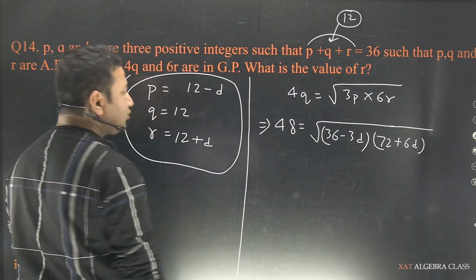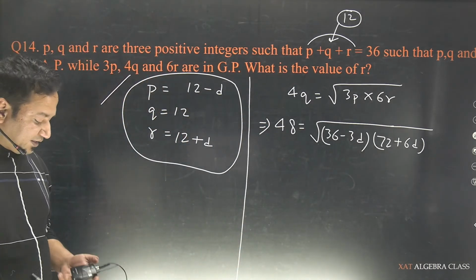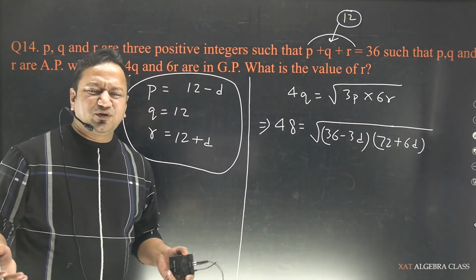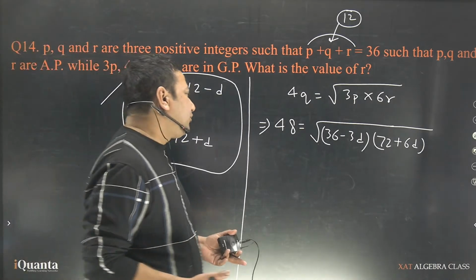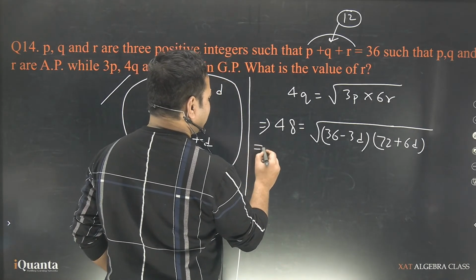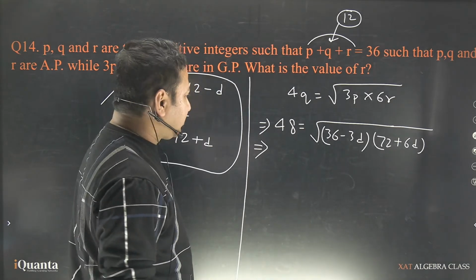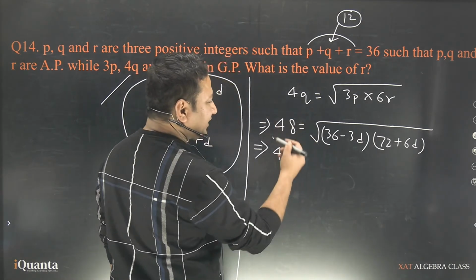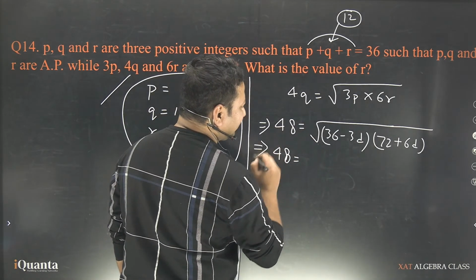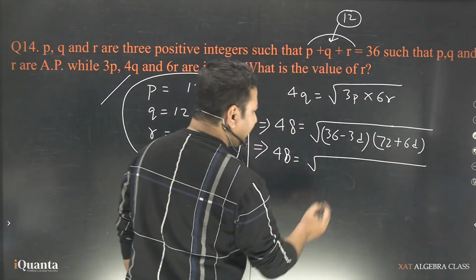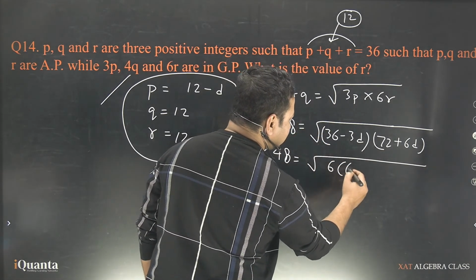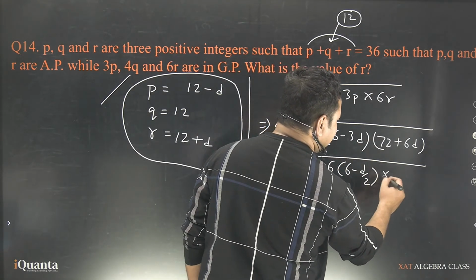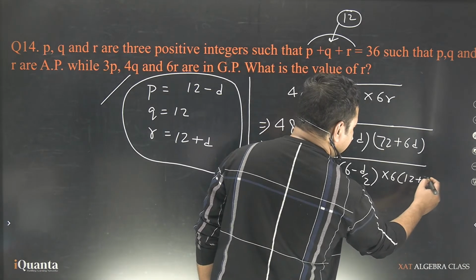Okay, once you have done this, people might be squaring both the sides and getting some value. But squaring both the sides, the square of 48, why take so much trouble in life? Who likes doing calculation? I don't think anyone. So I'll just try to make it smaller. How should I do that? I'll just try to take something common from here, who knows, maybe I can find something. Let me try. So if I take 6 common from the first bracket, I get 6 minus d by 2, yes or no? Similarly, if I take 6 common from the second bracket, I get 12 plus d.